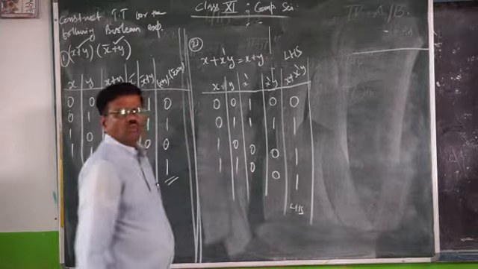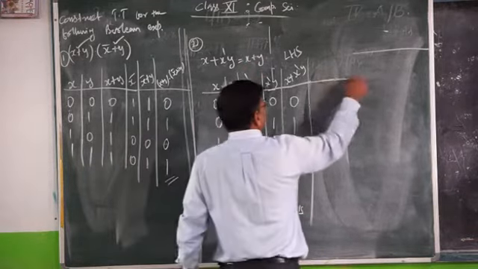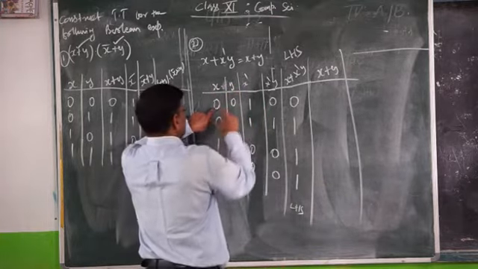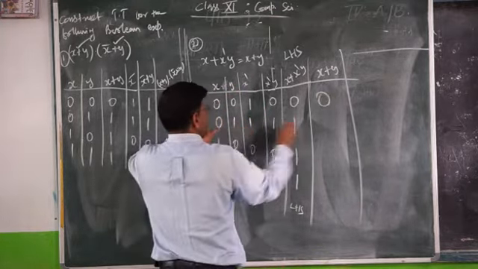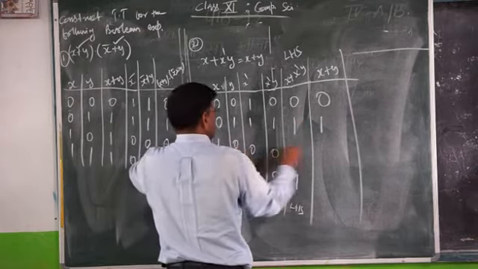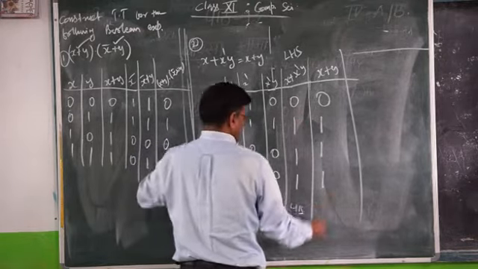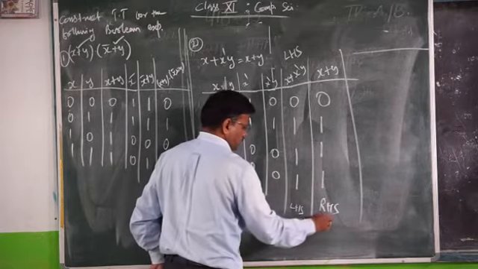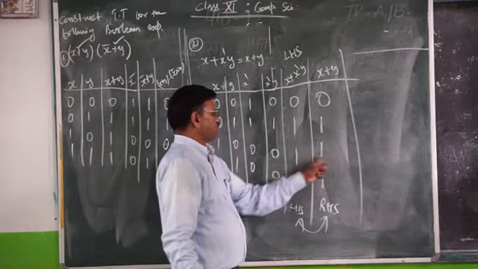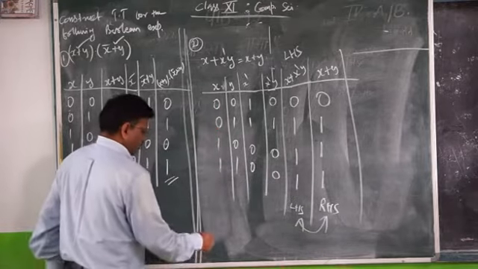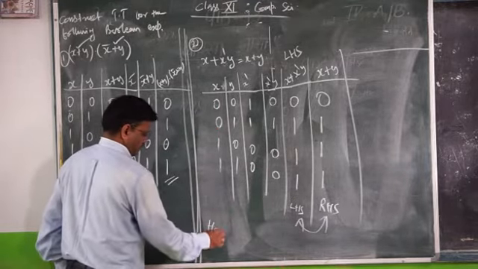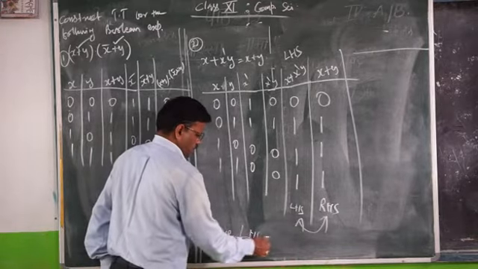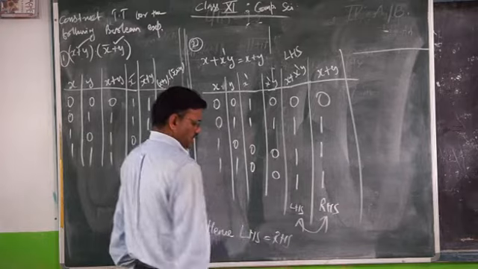Okay. Let's find the right hand side. What is the right hand side? x plus y. Here is x, here is y. 0 plus 0 is 0. 0 plus 1 is 1. 1 plus 0 is 1. 1 plus 1 is 1. This is your RHS. This and this are the same. Hence, LHS is equal to RHS. Hence it is proved.